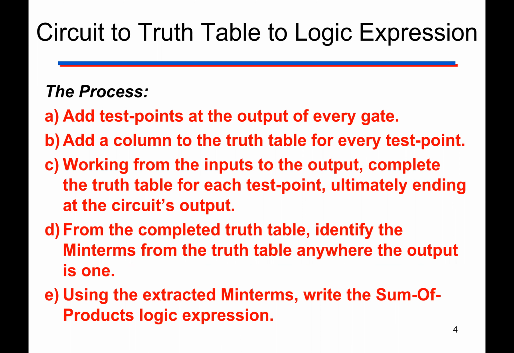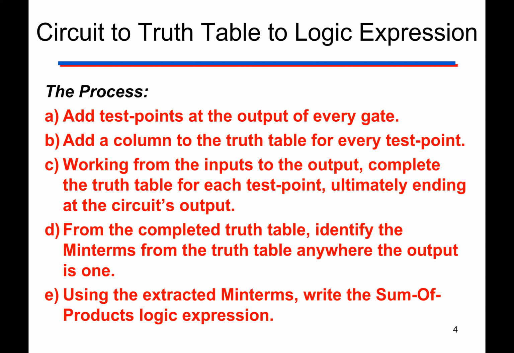Then in the truth table, we have to add columns. We've already learned how to count in binary and create your input columns, and then you just tack on one more column for your output. But now we're going to add columns to that, one column for every one of those test points. And then from that, you're going to start at the input of the circuit and work your way through the circuit, figuring out what the test point would indicate.